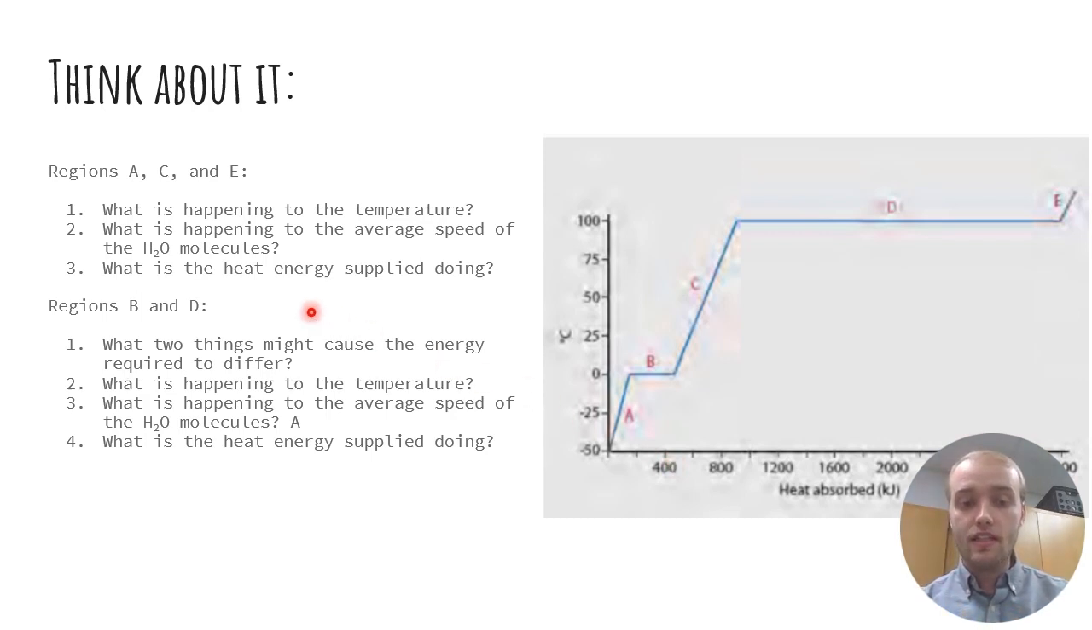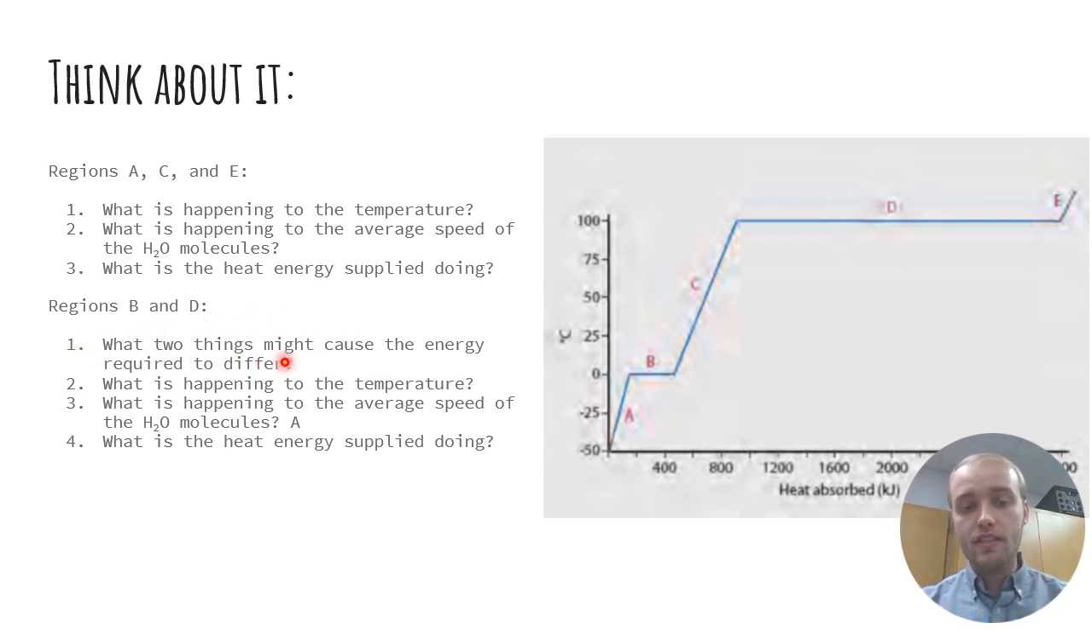And then what is the heat energy supplied doing? Well, the heat energy supplied is increasing my average kinetic energy. It's increasing my temperature. That's why as I give the heat here, it is increasing on my graph. I think that's pretty self-explanatory. Regions B and D, though, get a little bit more tricky if you've never seen one of these diagrams before.